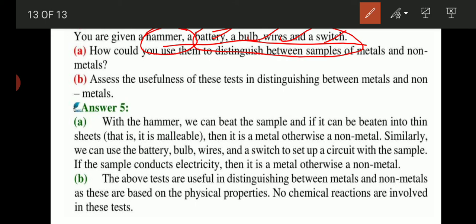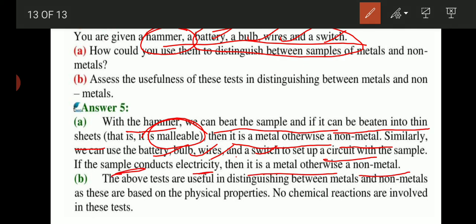Okay, let's discuss the answers. With the hammer, we can beat the sample, and if it can be beaten into thin sheets, that is which property? Malleability. Then it is a metal. Otherwise, it is non-metal. Similarly, we can use the battery, bulb, wires and switch to set up a simple circuit. If the sample conducts electricity, then it is a metal. Otherwise, it is non-metal. The above tests are useful in distinguishing between metals and non-metals, as these are based on the physical properties. No chemical reactions are involved in this test. Very simple test. And this test is based on the physical properties of metals or non-metals.